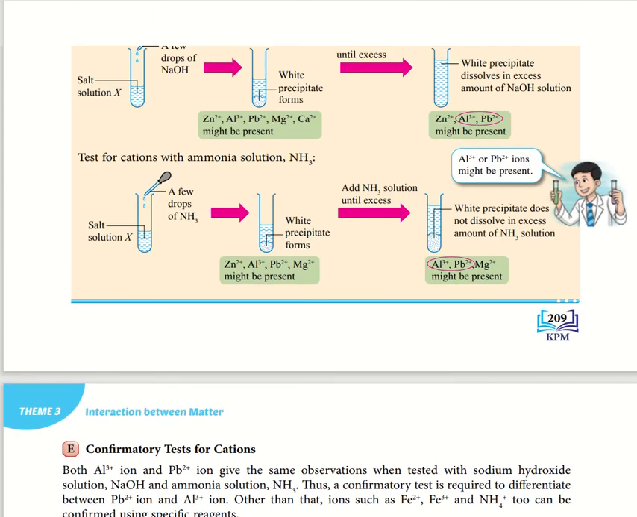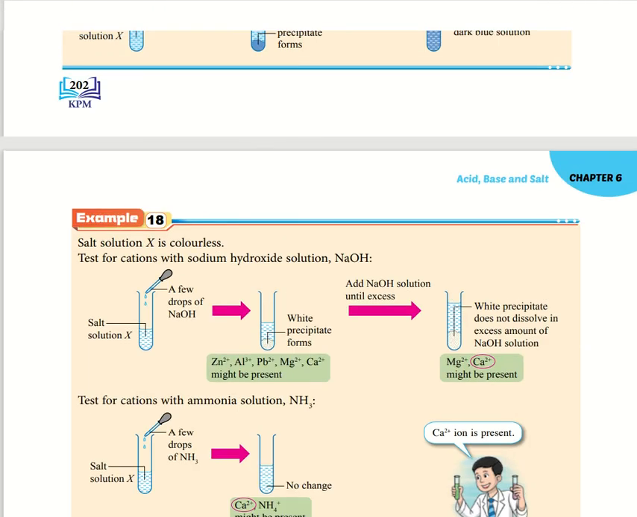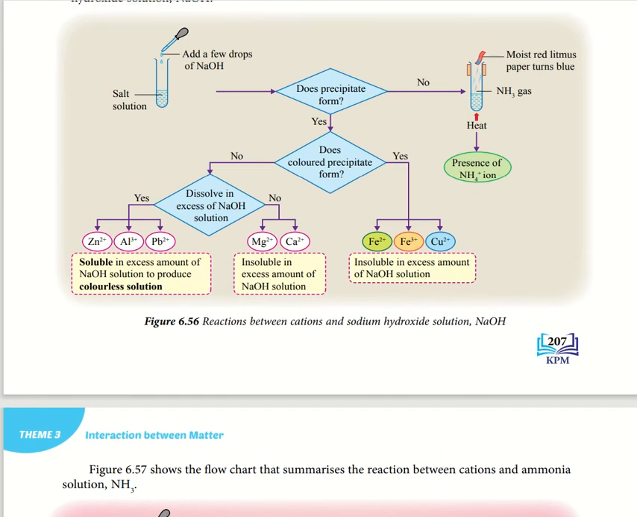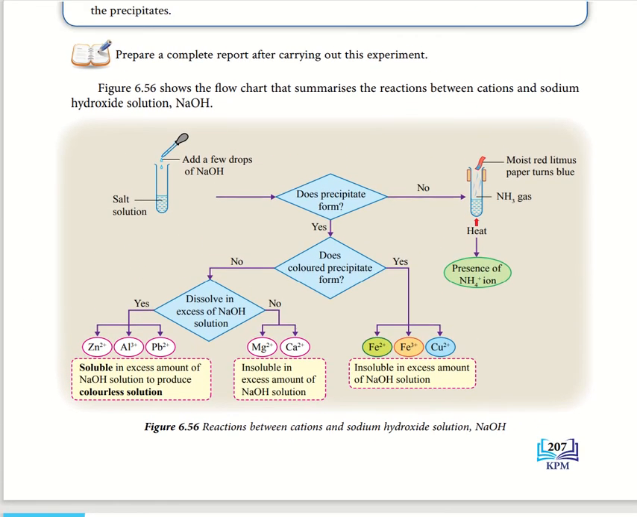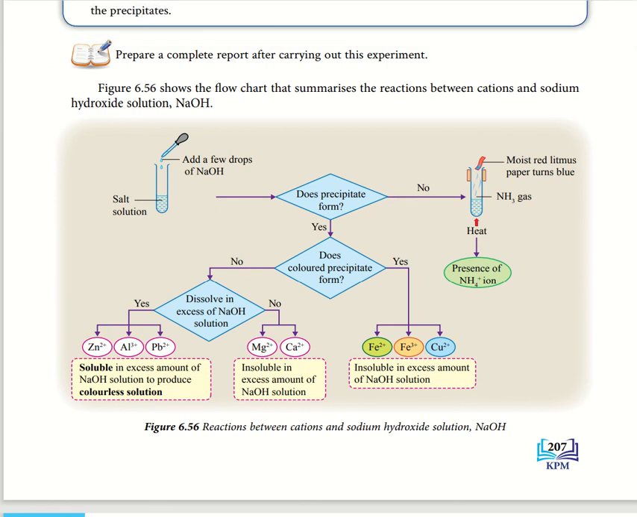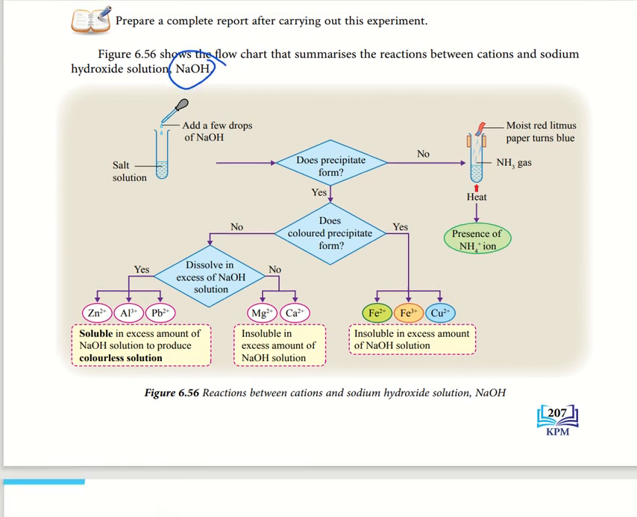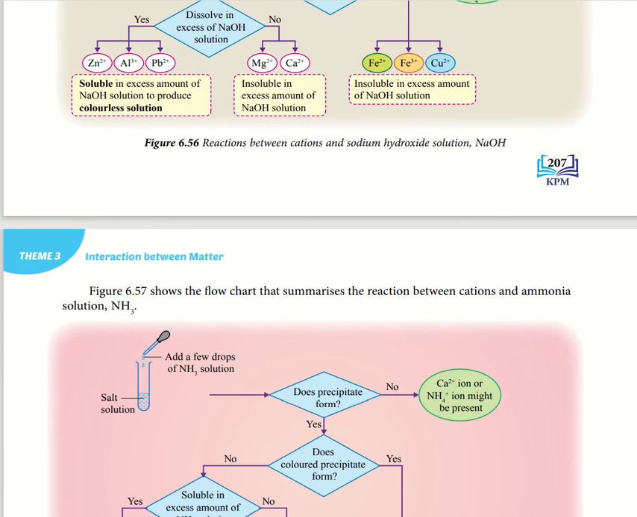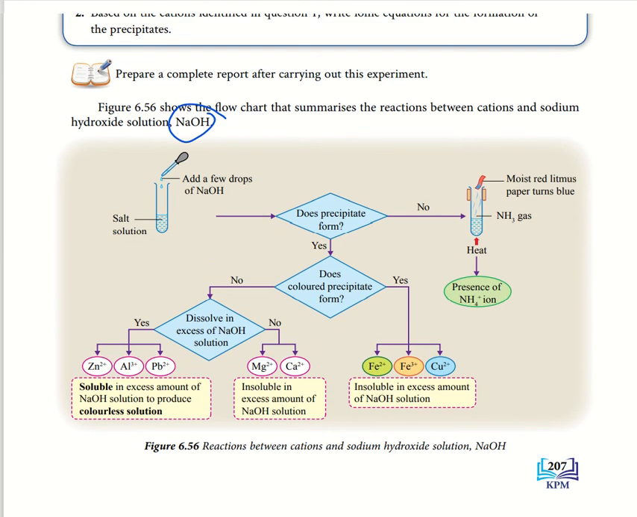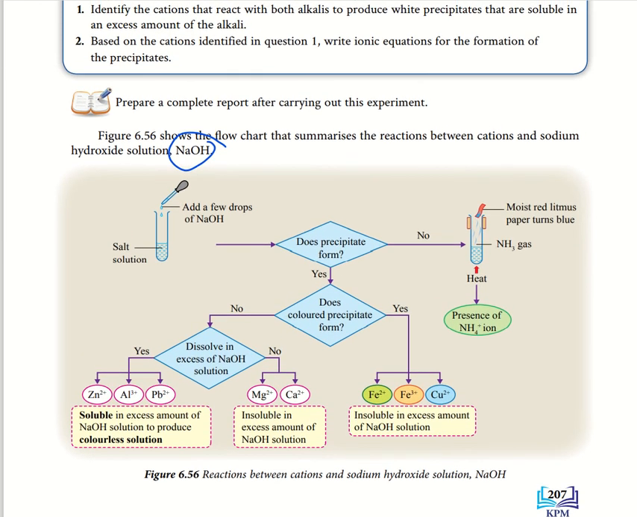I want to show this flow chart. So you can use two reagents. One is sodium hydroxide, this one, and another one is ammonia solution. Let's see the first one, sodium hydroxide. Now you have salt solution in a test tube, and you want to test the cation present in the salt.